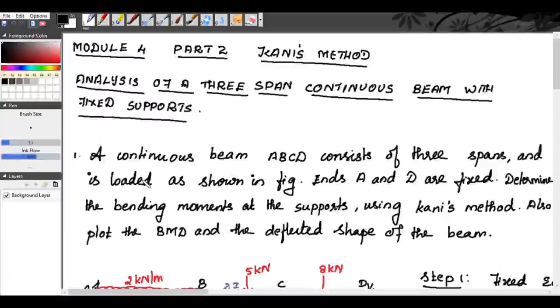Today we are going to analyze a 3-span continuous beam with fixed end supports. We will move on to the problem. Our problem is a continuous beam ABCD consists of 3 spans and is loaded as shown in the figure. Ends A and D are fixed. So end supports are fixed. Determine the bending moments at the supports using Kani's method. Also plot the bending moment diagram and the deflected shape of the beam.